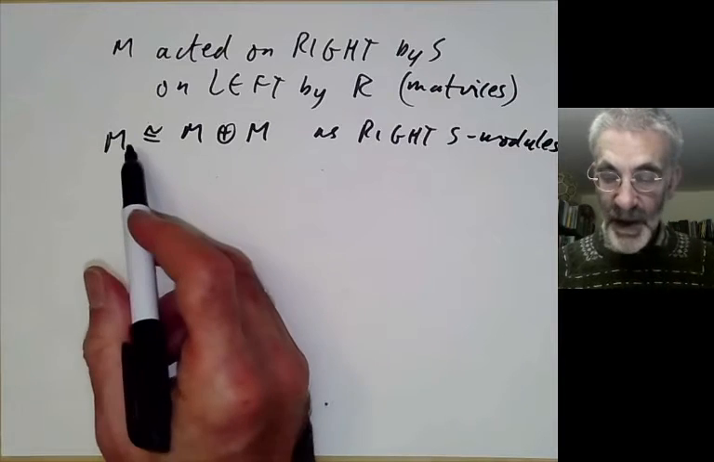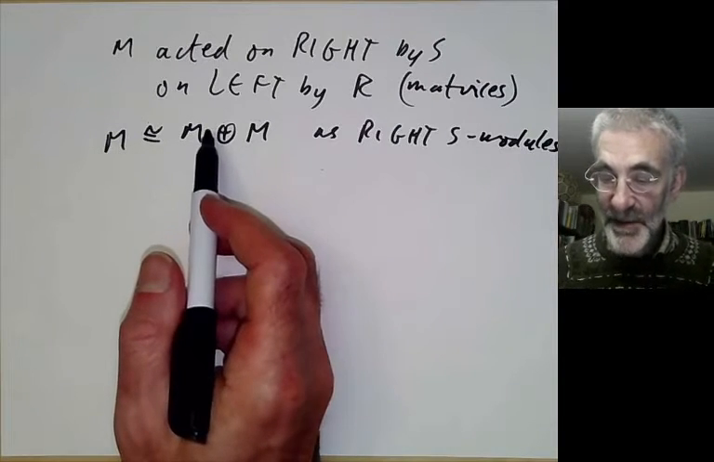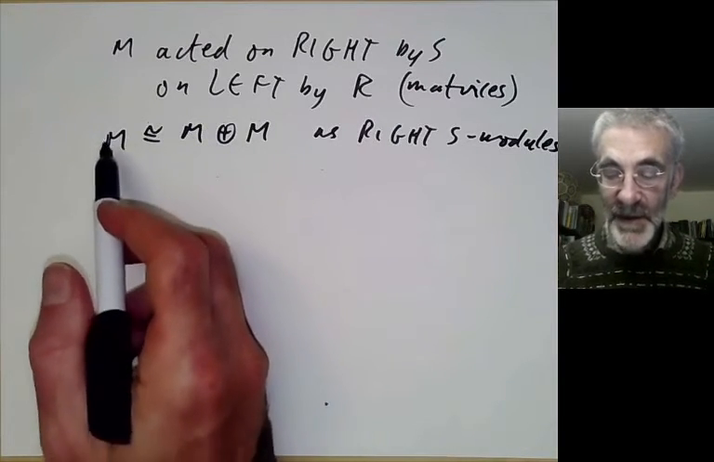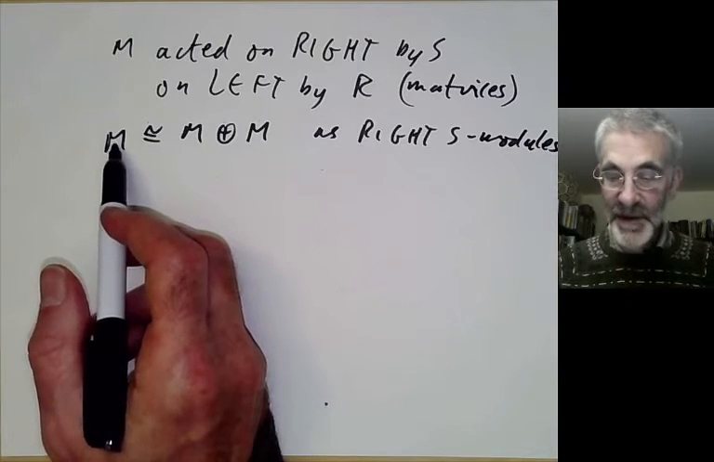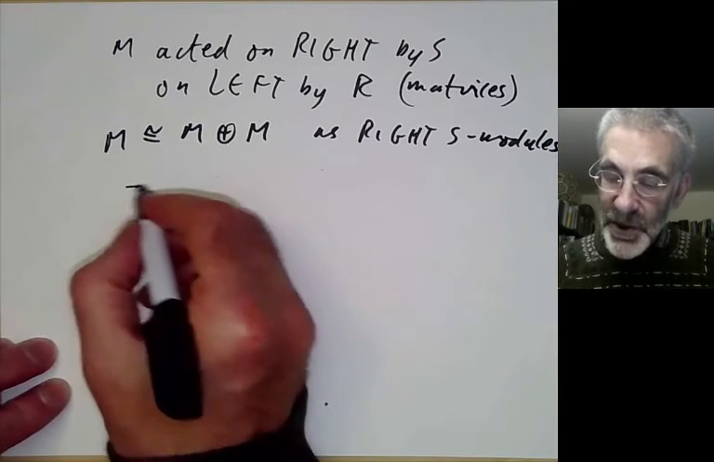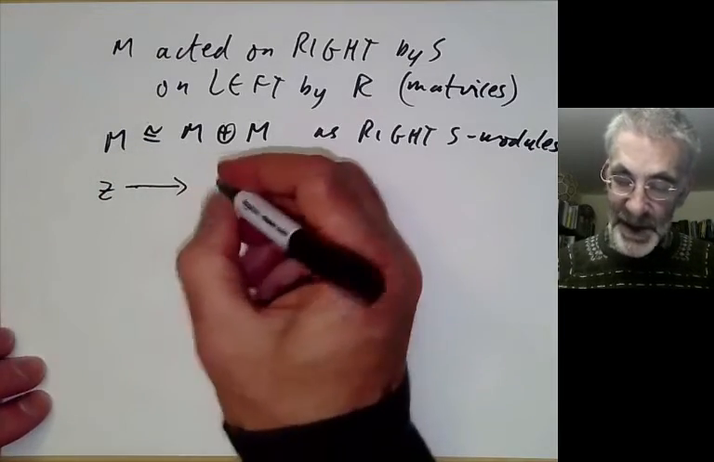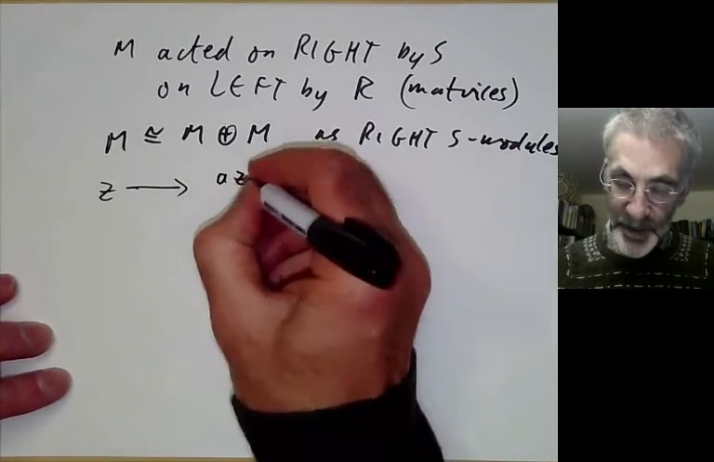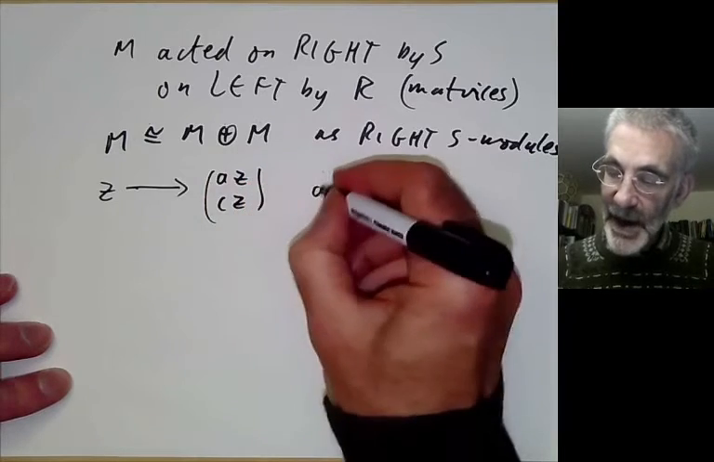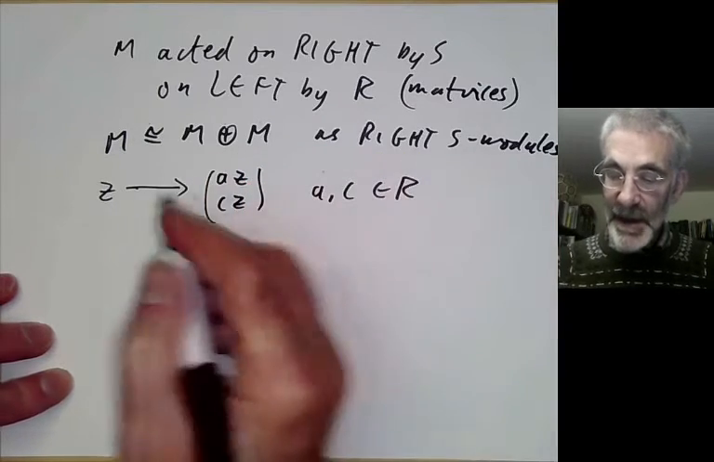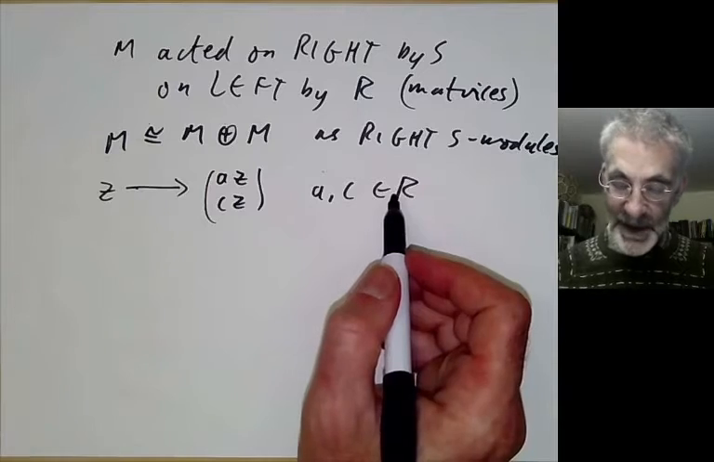And now we can write the isomorphism between these in terms of linear transformations from M to itself. For instance, the map from M to the direct sum of two copies of M must take some element Z to AZ, CZ, where A and C must be linear transformations of M.